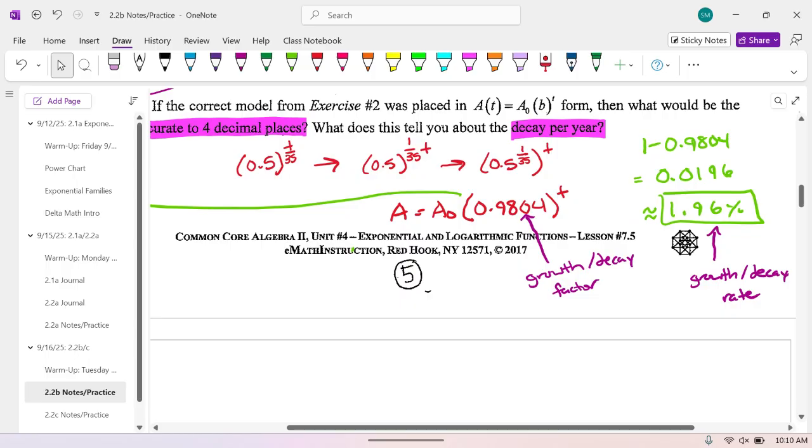The rate is what you are increasing by. So think about the interest on a savings account. That's the rate that you're growing by. Where the factor is your total percentage that you have left over or that you have now.